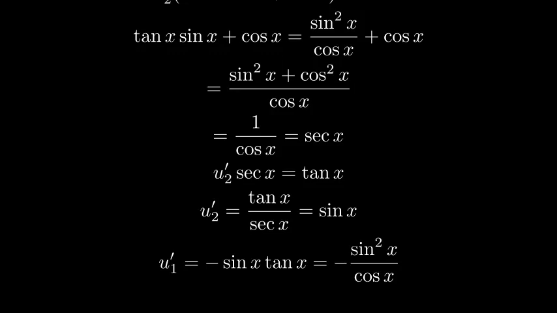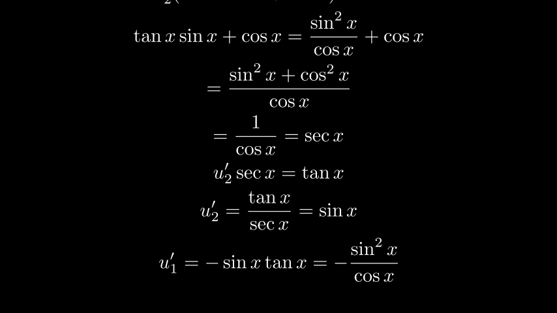Now, we need to integrate u₁' and u₂' to find u₁ and u₂. For u₂, we have u₂ equals the integral of sin(x) dx, which equals negative cos(x). For u₁, we have u₁ equals the integral of negative sin²(x)/cos(x) dx.